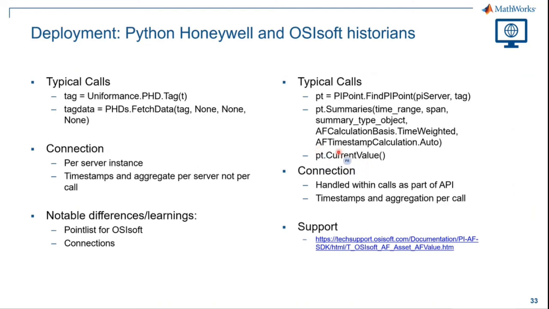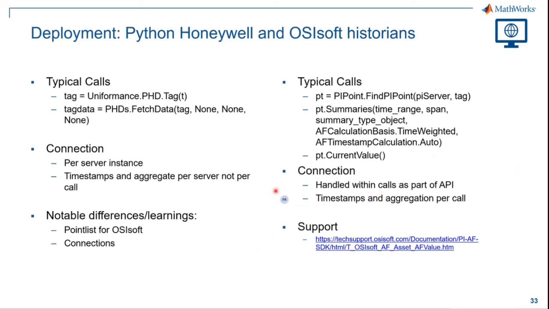So the important thing here is that each point actually sends a request and not necessarily each server. And that is just the difference in how those connections are handled. On the Honeywell side of things, the connection is handled as a per server request, and the timestamps and the requested date are aggregated in that server instance, and you don't need to make sure that it's there in each call. Whereas on the Pi side, it's actually handled as part of these functions. So that's handled internally within that summaries function or method, for example.